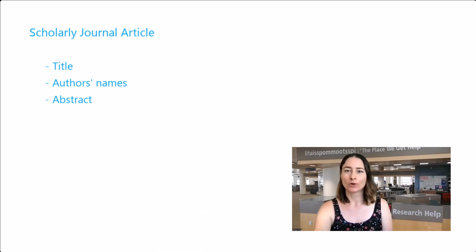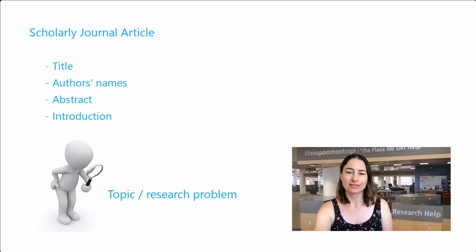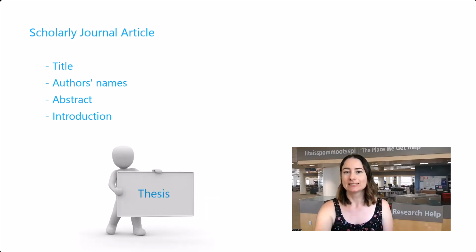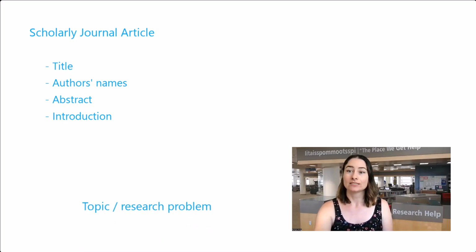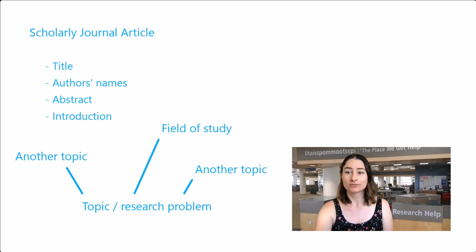A research article always begins with an introduction, although it may or may not be labeled. Within the introduction, the authors describe the topic or research problem that they are investigating. This is where they will present their thesis, argument, or research objective. Often, the introduction provides context to understanding the relevance of the research question or the prospective importance of the findings to the research community or beyond.